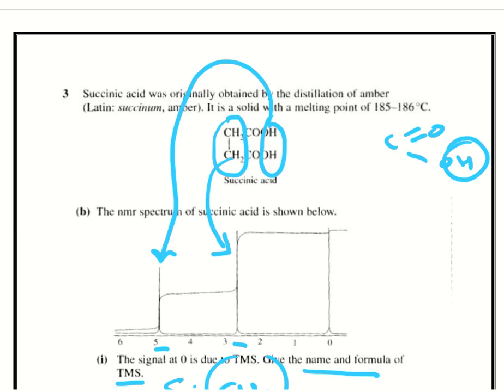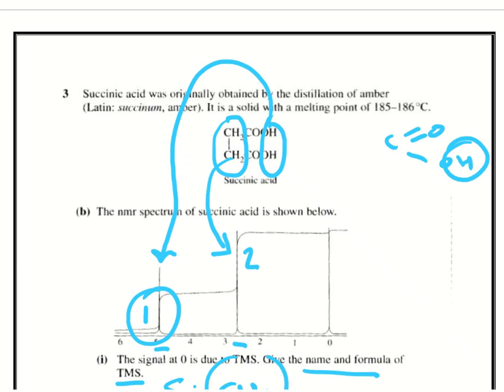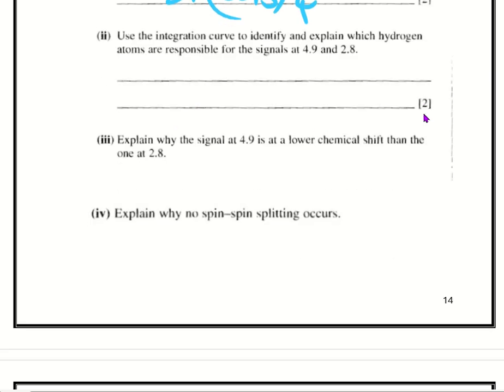Okay, and if you also measure the trace, that's going to be in a 1 to 2 ratio. So you need to make reference to the fact that the integration ratio at 4.9 is 1, okay, and they're furthest downfield because it's closest to the oxygens, whereas the two CH2 groups are that peak at 2.8. Okay, and it's at 2.8, it has a peak integration of 2, so there's twice as many hydrogens as in the other environment. Okay, and it's more upfield because it's more shielded.